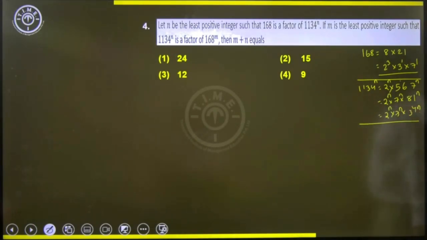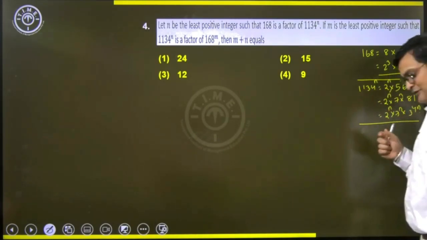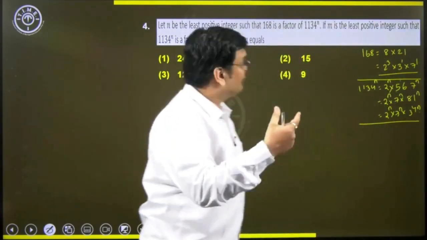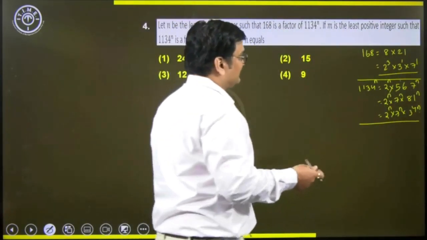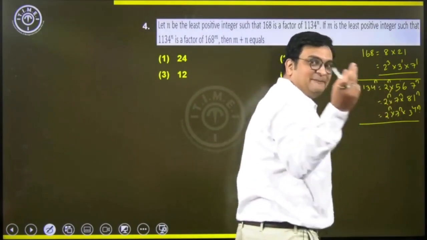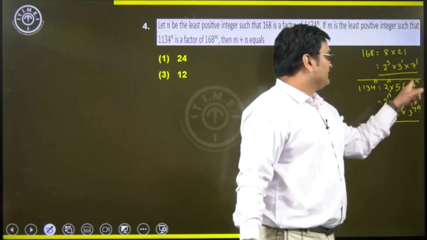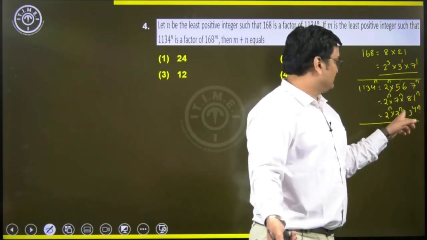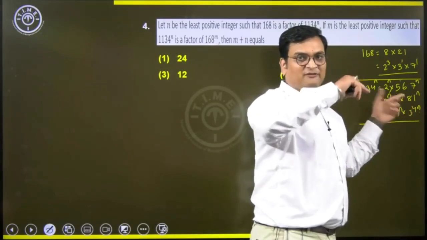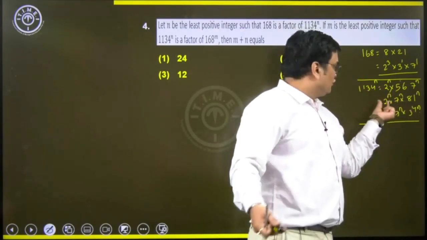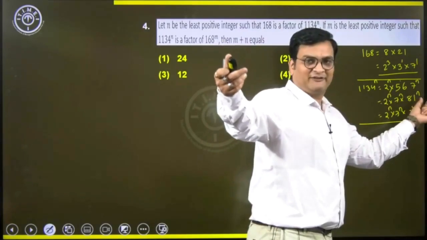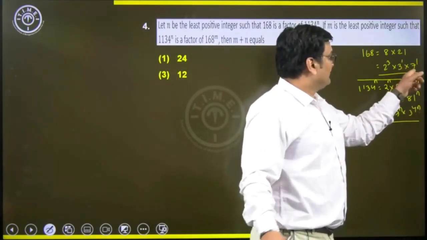This is what will change, right? 1134 to the power n will be this. Now if you want this expression to be a multiple of 168, clearly can I say the minimum value of n should be 3, because see 7 is already taken care of. In 168 there is only one 7, here I will have at least one 7, because if you remember, 1134 was 2 into 7 into 3 power 4. So there is definitely one 7, no worries about 7.